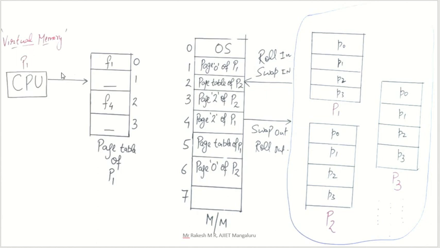Once that demand came, if that page is not there in your page table or main memory, the OS will take that page from secondary memory to main memory. So demand is there, that's why it is supplied. Demand and supply. This concept is called demand paging. And the last, page replacement. We are replacing that page in the main memory. That concept is called page replacement.